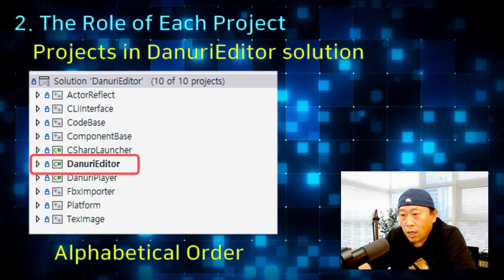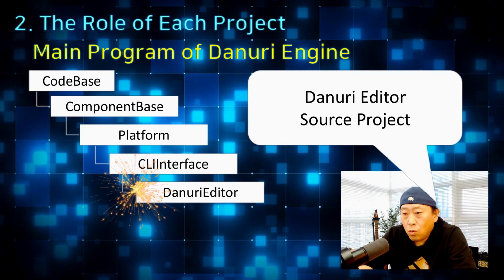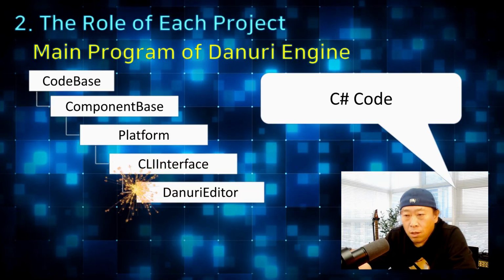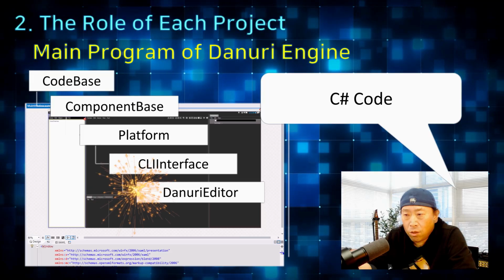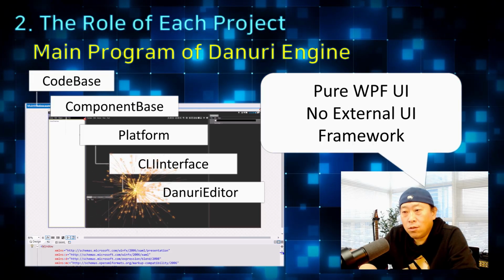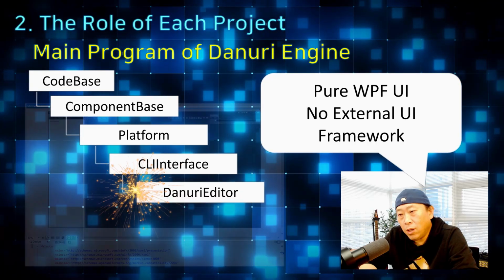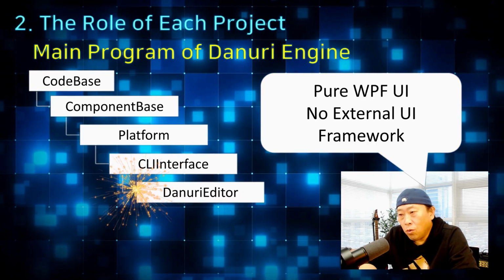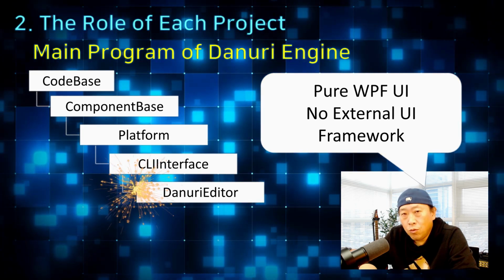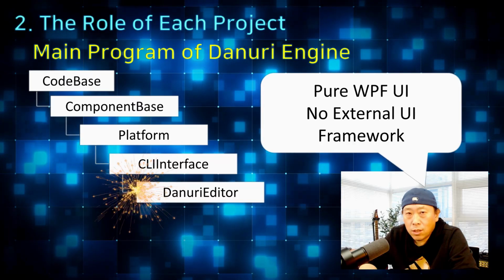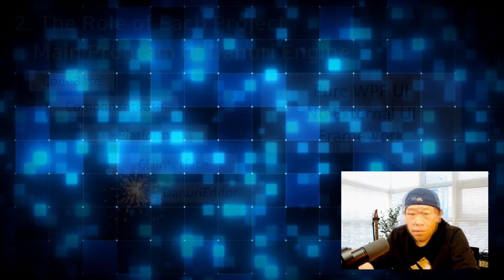Next is the Danuri editor. Danuri editor is the editor source code project. It is written in C# and it is a WPF application. We don't use any other third-party UI application framework because we want to keep the independency of our editor code. So most of the UI is implemented using pure WPF UI control classes. It has no external UI library dependency.